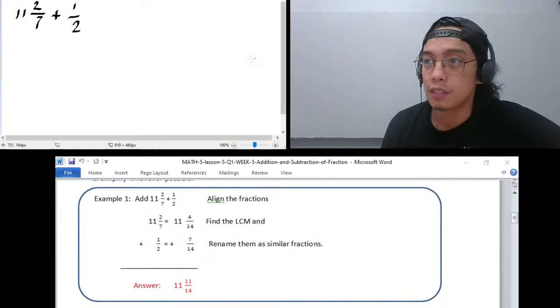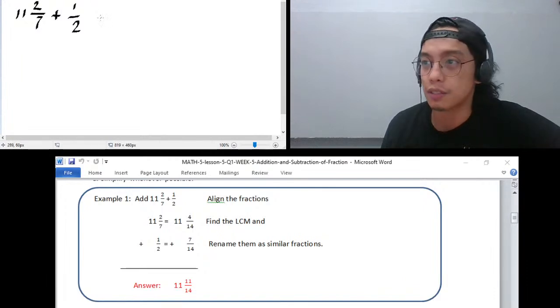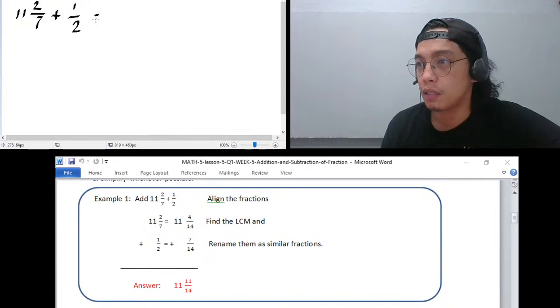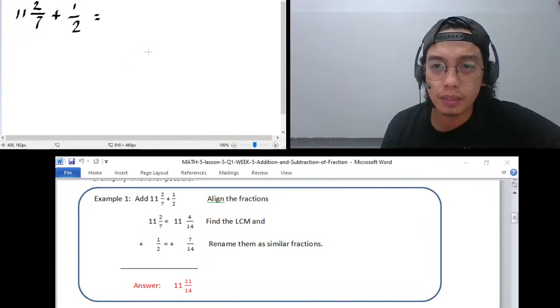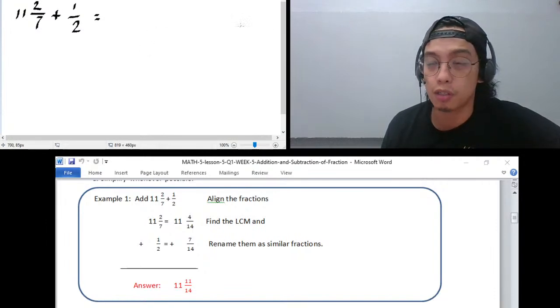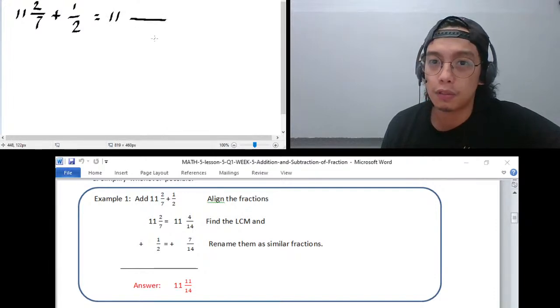Okay. So what they did here is find the LCM and rename this as similar fractions. Since our mixed number is 11, let's find the LCM of the two fractions here, the 7 and the 2.